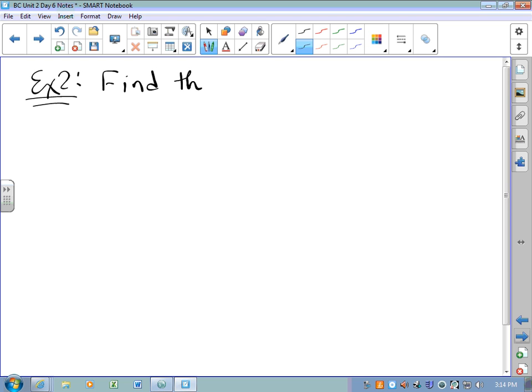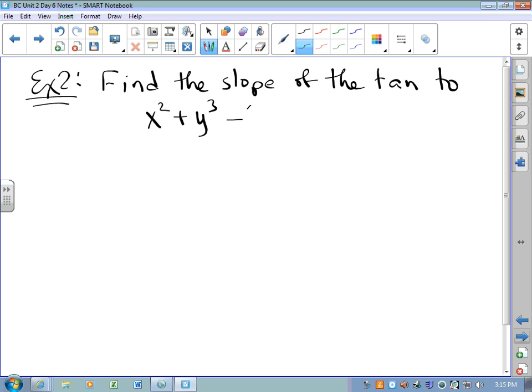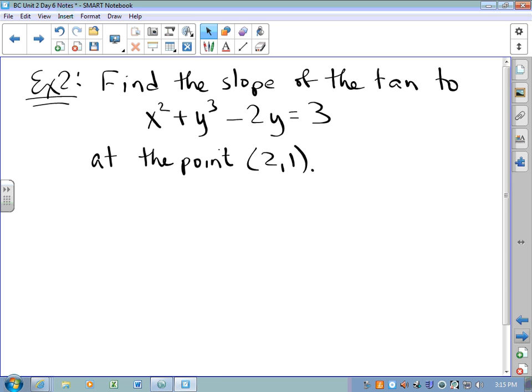Find the slope of the tangent to x squared plus y cubed minus 2y equals 3 at the point (2, 1). So if I'm going to find the slope of the tangent line, I want to find dy/dx. To find dy/dx, I've got to differentiate both sides with respect to x.